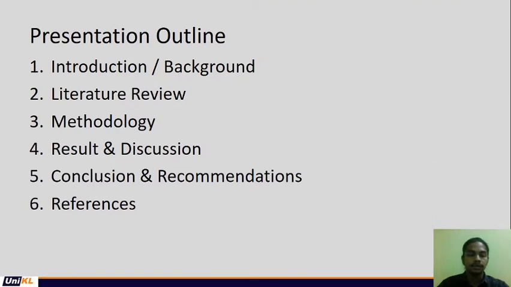The content of this slide: we have introduction, literature review, methodology, result and discussion, conclusion and recommendation, and the last one is references.